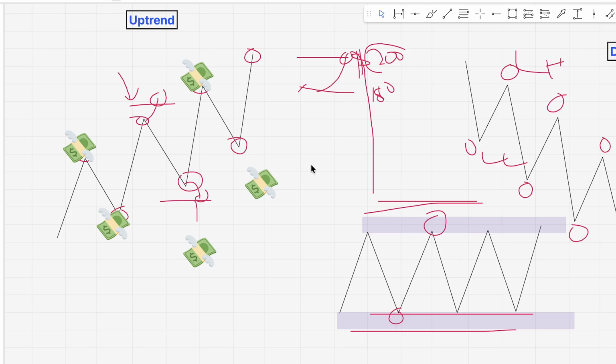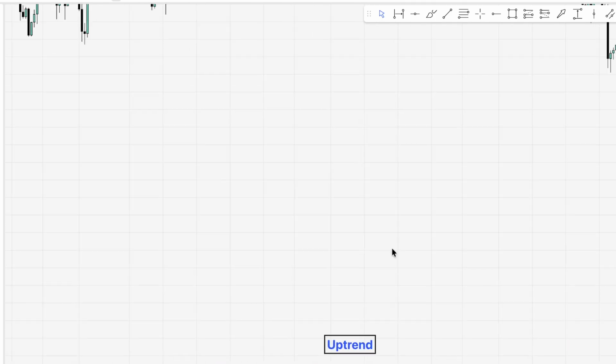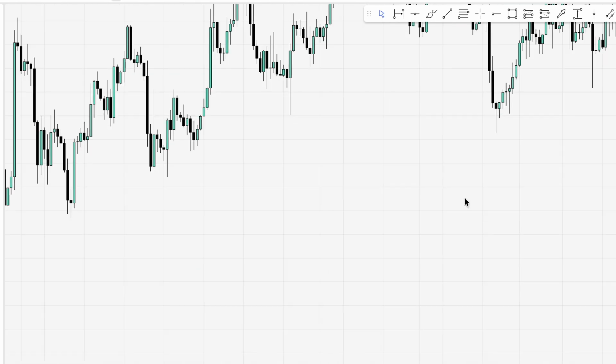Now, I'm going to take time to explain what inducement is. Inducement is a deceptive movement that you're going to literally see on your chart, and you need to know how to deal with it. So let me go to the screen and show you how these things are.